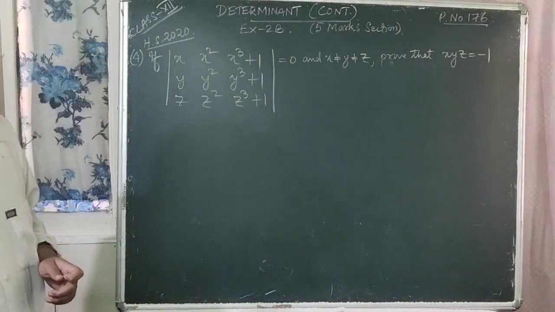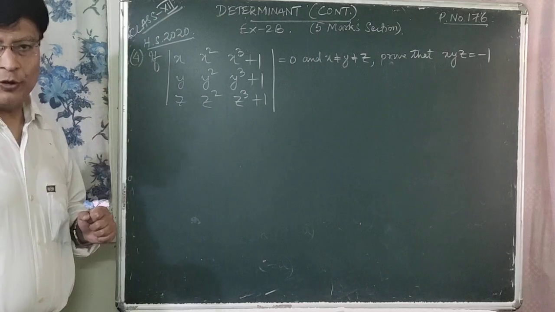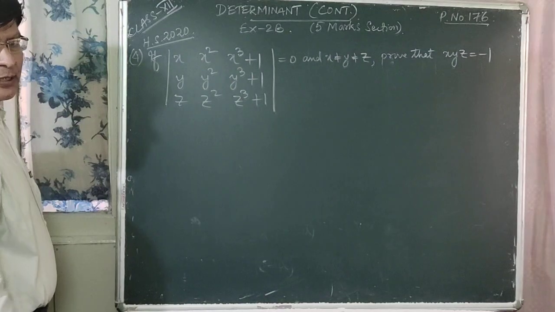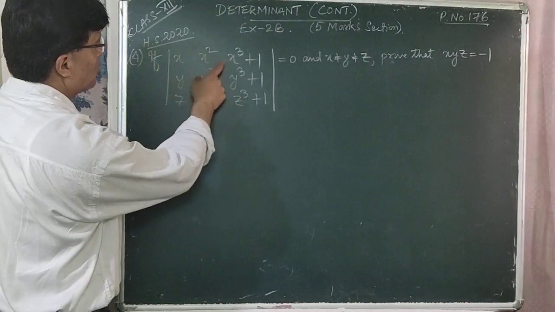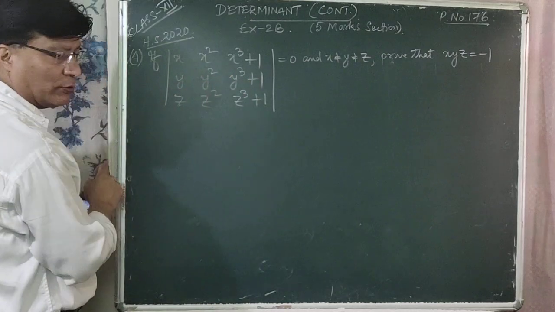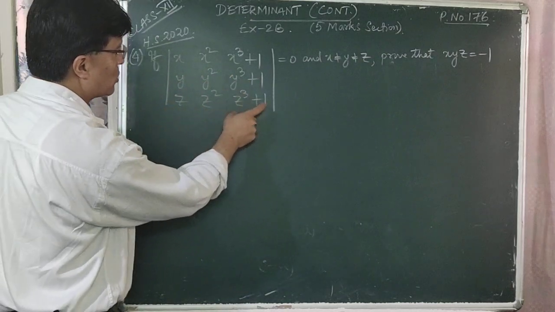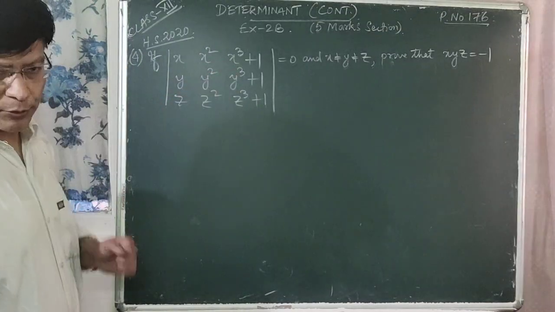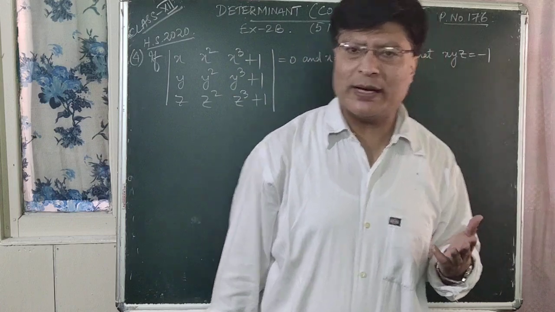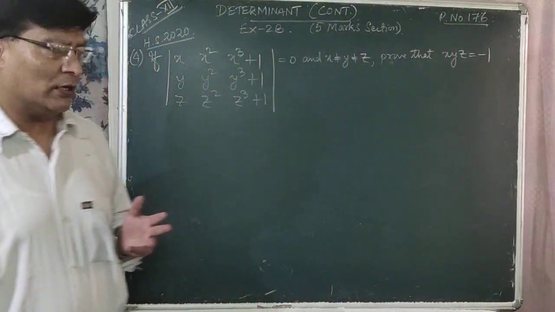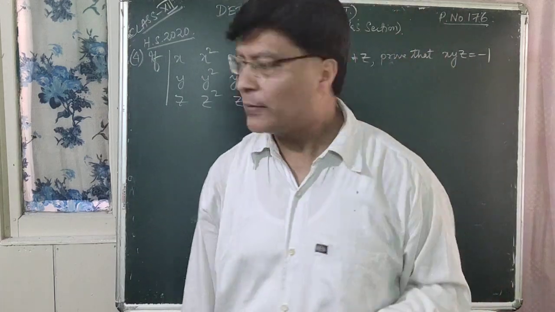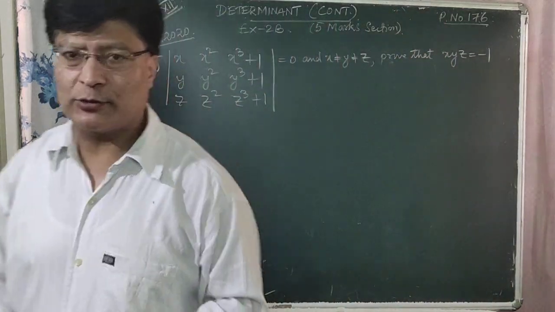So now let's do this question number 4. That is, the determinant is given: x square, x cube plus 1 first row; y square, y cube plus 1 second row; z square, z cube plus 1 that is the third row, is equal to 0. And also it is given that x not equal to y not equal to z are also given here, right? So you have to prove that xyz is equal to minus 1. So this question is from HS 2020.